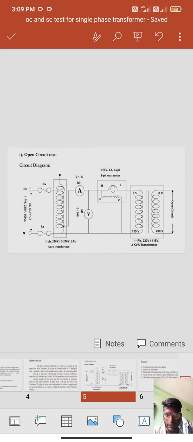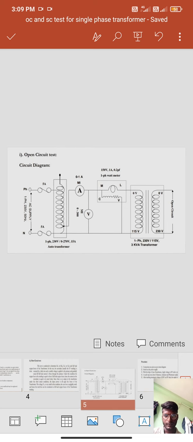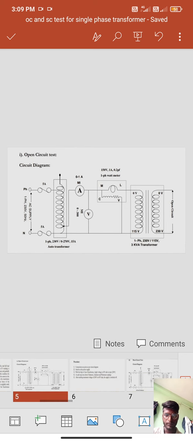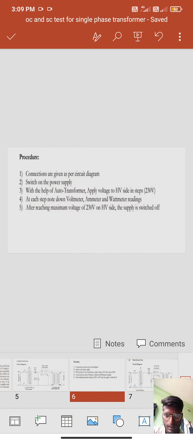Diagram of open circuit test. Procedure. Connections are given as per the circuit diagram. Switch on the power supply with the help of the auto transformer. Apply voltage to the HV side in steps up to 230 volts. At each step, note down the voltmeter, ammeter and wattmeter readings. After reaching the maximum voltage of 230 volts on the HV side, the supply is switched off.